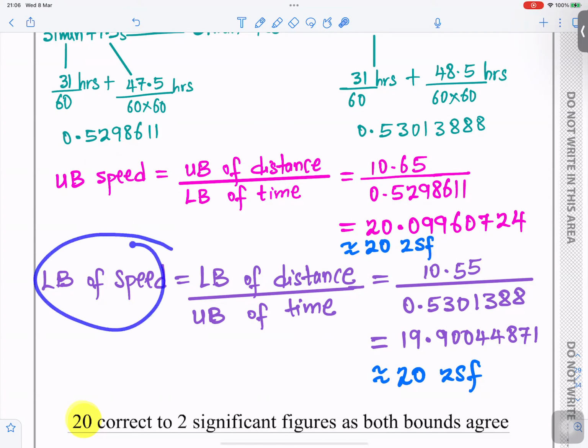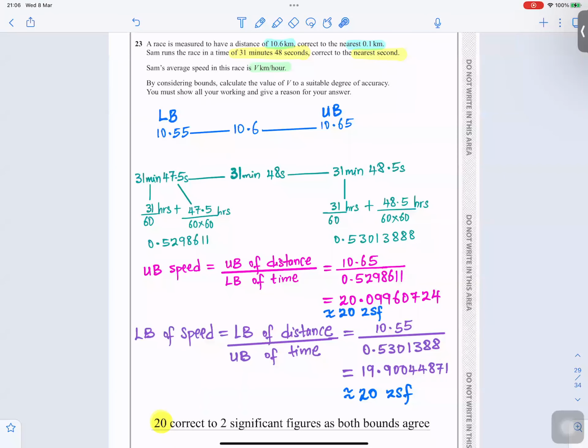The lower bound of the speed is the lower bound of distance divided by upper bound of time. 10.55 divided by 0.53. And that gives you 19.90. So to 2 significant figures is 20. So you notice it's 20 and 20 there. So the answer is 20, correct to 2 significant figures. So that's what the whole question and answer looks like.